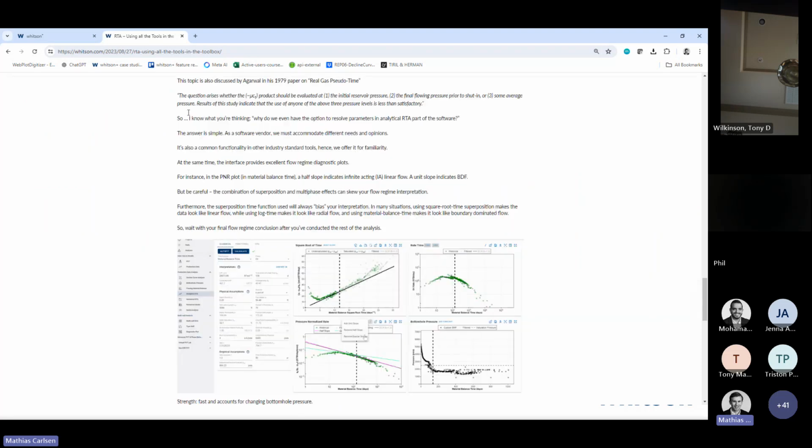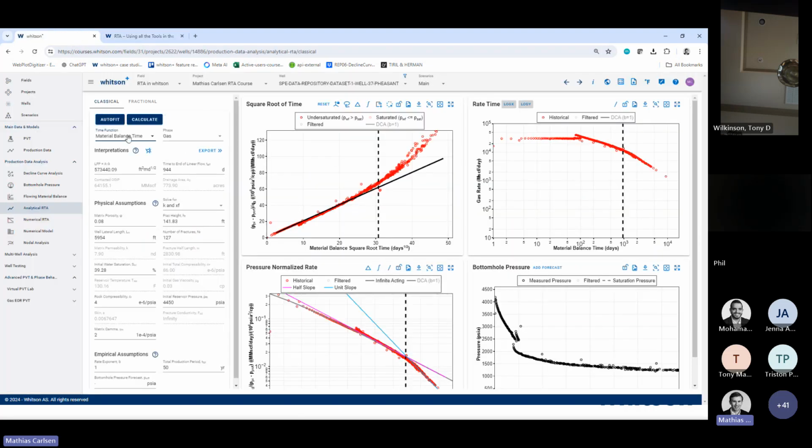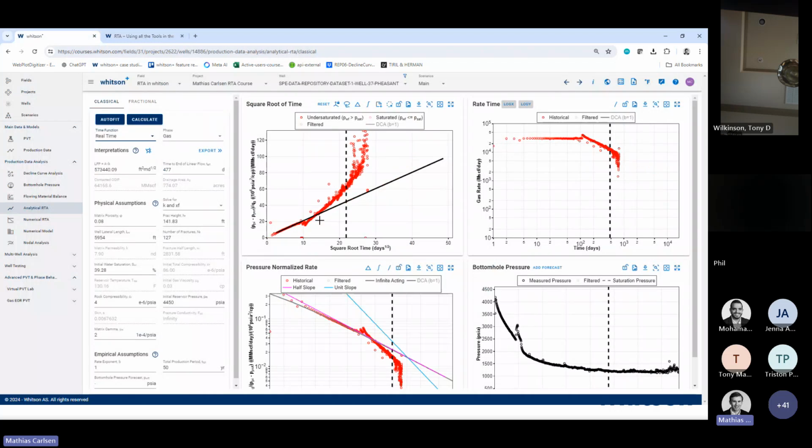So that's why a lot of people here like to use real time before they make up an opinion on what their flow regime is. And they also like to wait until they've finalized numerical RTA before they make a really confident decision on what they think their flow regime is truly in. Because in this case, with real time, there is no superposition, but just using real time has its issues.